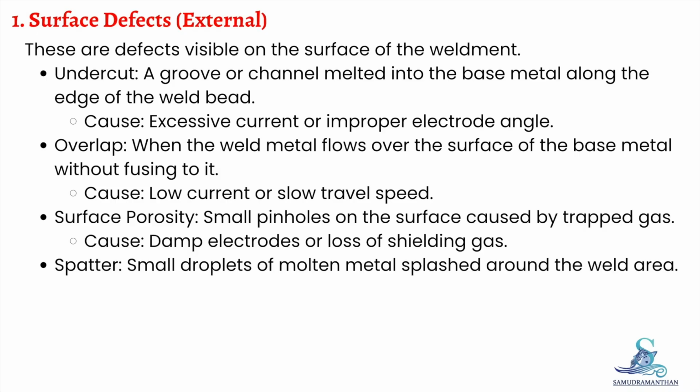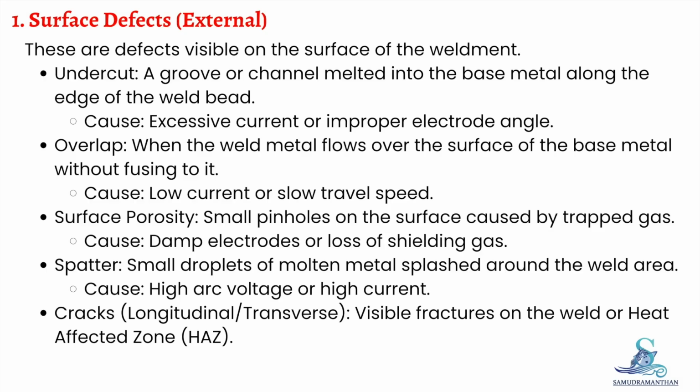Spatter, small droplets of molten metal splashed around the weld area. Causes: high arc voltage or high current. Cracks, longitudinal or transverse visible fractures on the weld or heat affected zone, HAZ. Causes: rapid cooling or high internal stress.